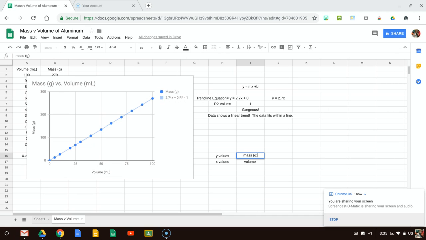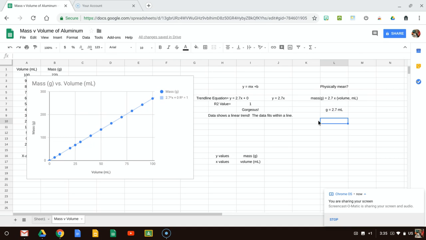Mass in grams and my volume in milliliters. Okay, so what does the equation physically mean? For the trendline equation, what does it physically mean? Well, it physically means that my mass in grams is equal to 2.7 times my volume in milliliters. Or you could say grams is equal to 2.7 milliliters.